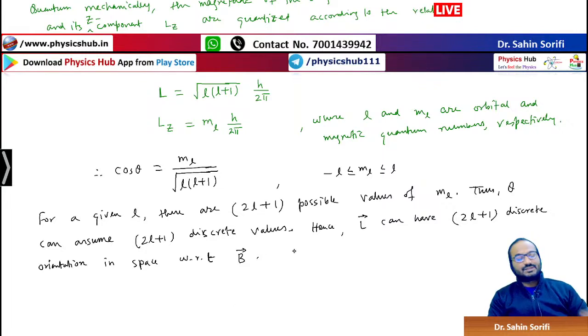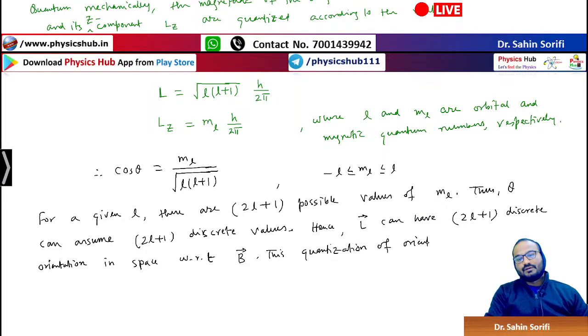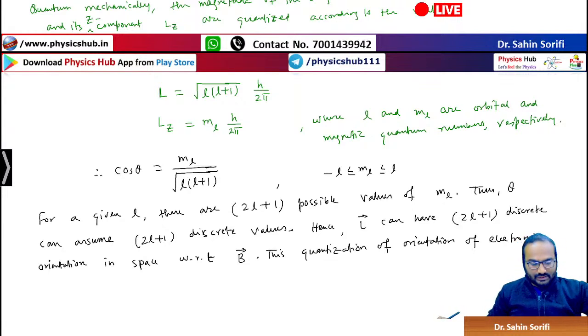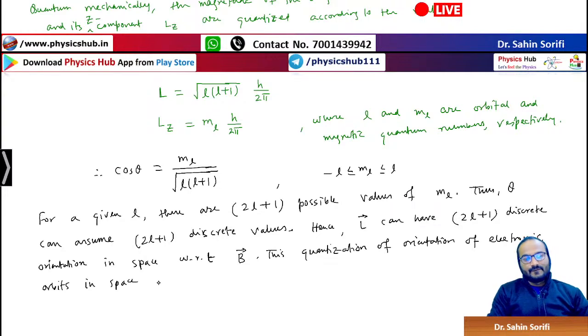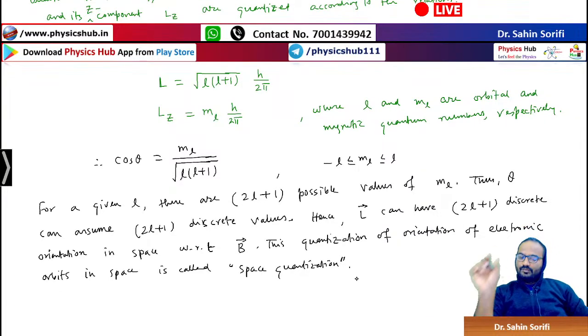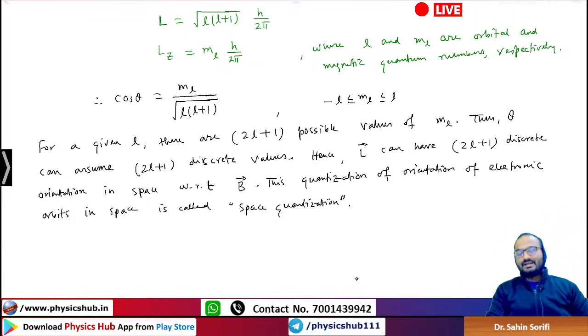Okay. This is the quantization of angular momentum, space quantization. This is known as space quantization. This quantization of orientation of the electronic orbit. It is not like this. This quantization of orientation of electronic orbits in space is called space quantization. You understood the meaning of quantization? Quantization means it will involve discrete values. Now, the possible orientations of L are 2l plus 1, that is discrete. That is why this is called space quantization.